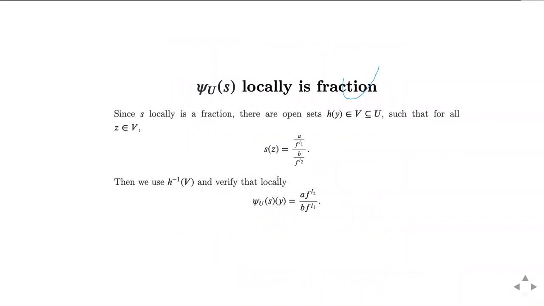And to prove that this is locally a fraction, we will again use that s is locally a fraction. So we can see that on the inverse image of h, psi of s of y is always being sent to a times f to the power of l2 divided by b times f to the power of l1.